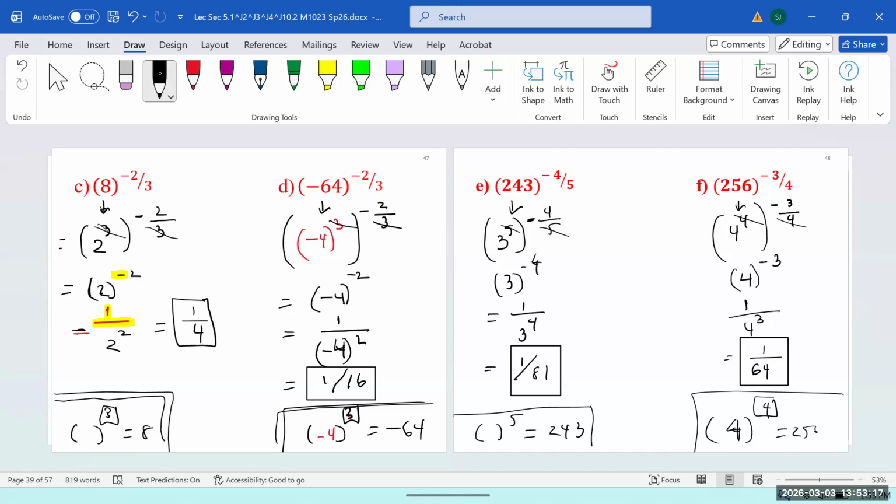1/64. But if you don't have the negative sign, the answer will be the whole number 64. With the negative sign on the power, it's a fraction, 1/64. Any question?